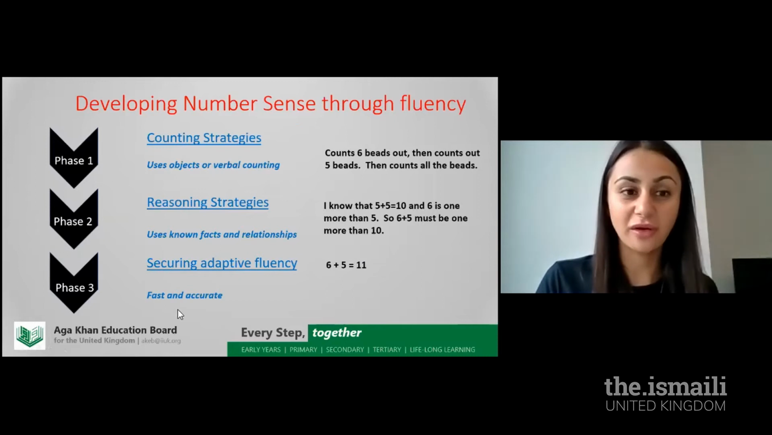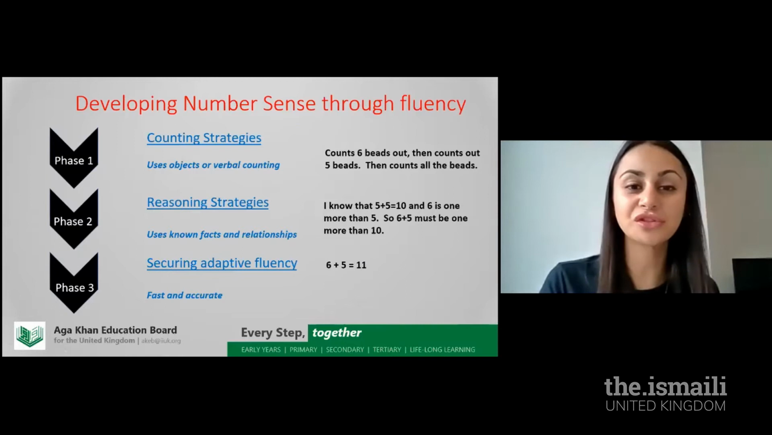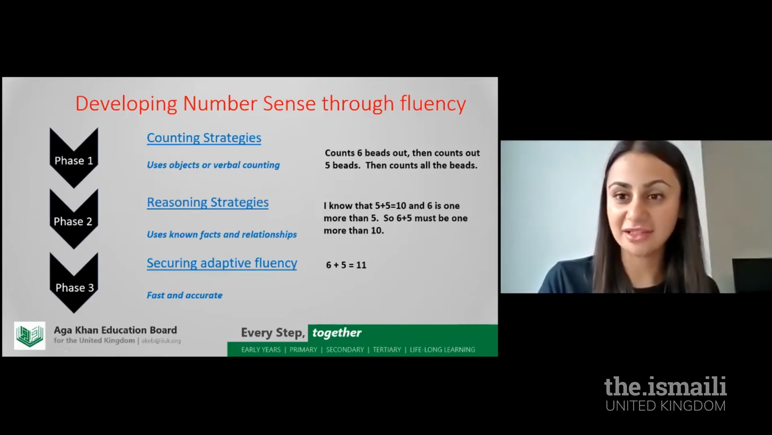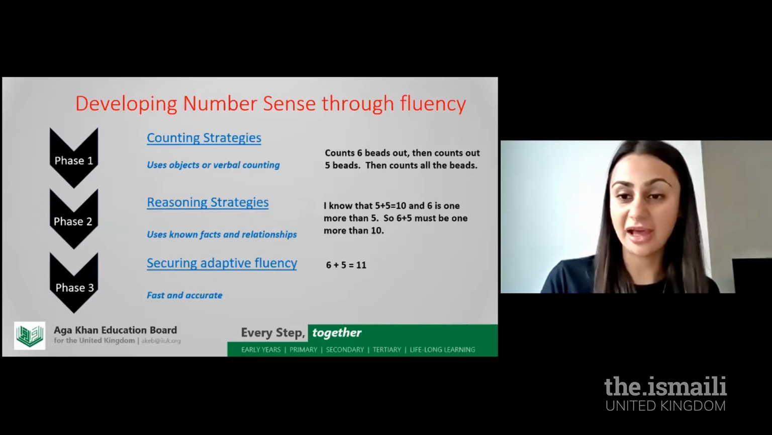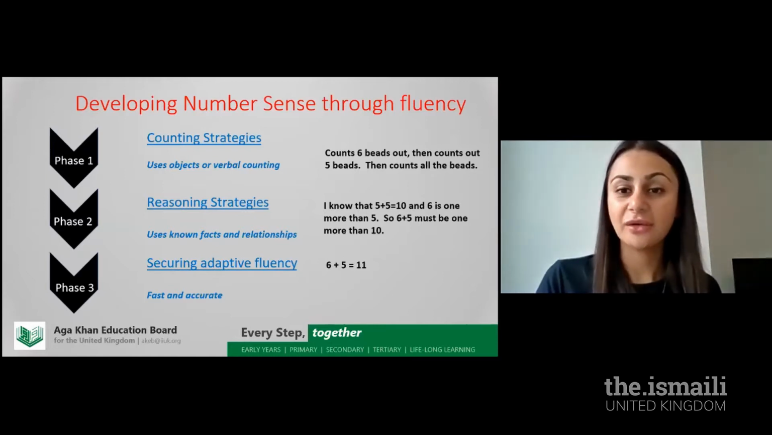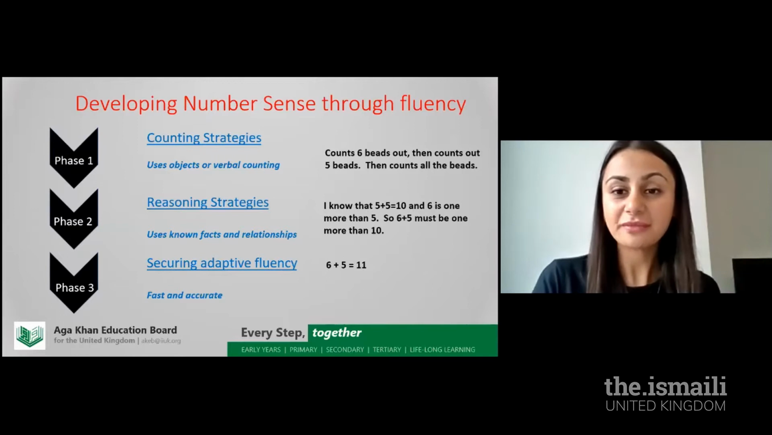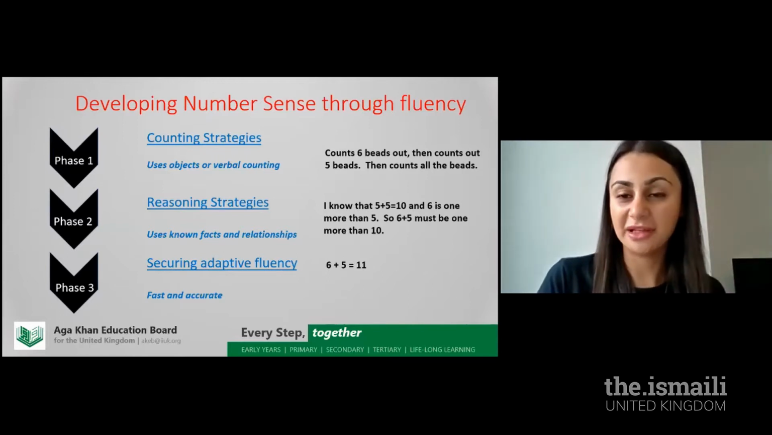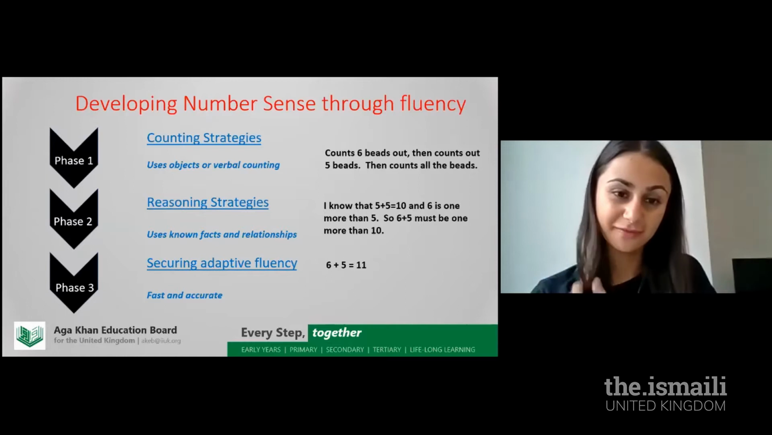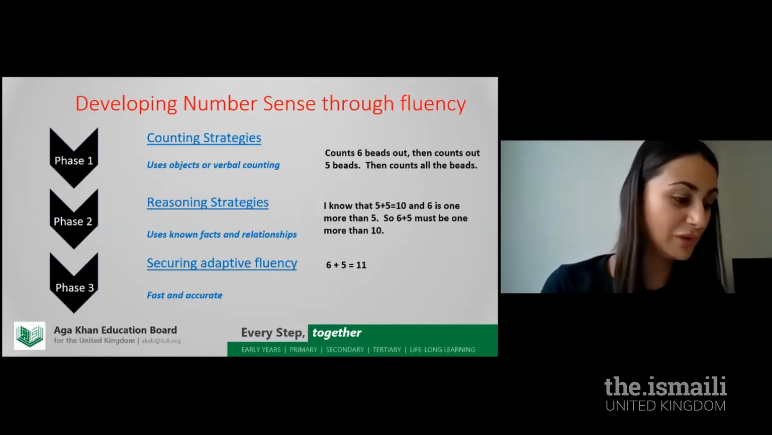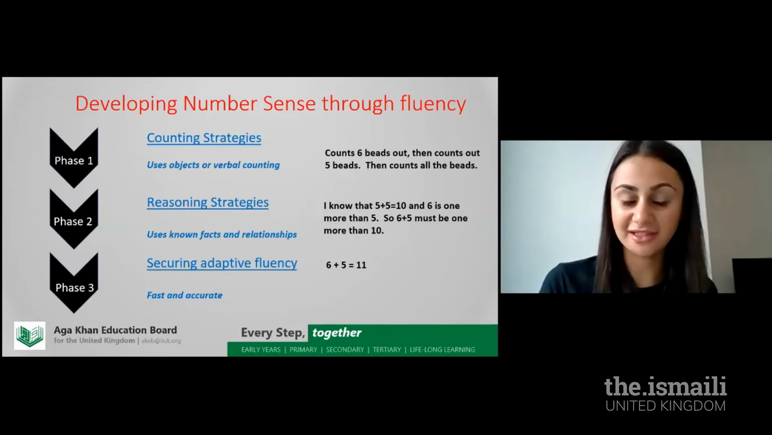So looking at phase 1, which is usually developed within the early years or the early parts of key stage 1, children are very much developing their counting strategies and their understanding of number as a value. So for example, using objects to count and verbally counting. In the example that I'm going to give you today, the child starts by developing their understanding of that. They count 6 beads out, then they count 5 beads out, and then they count them all together as 11 beads.